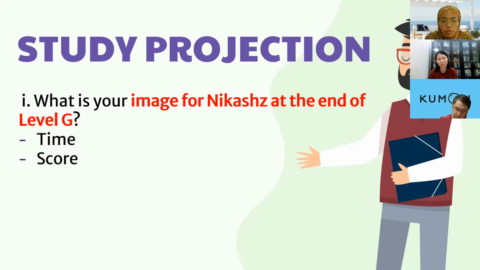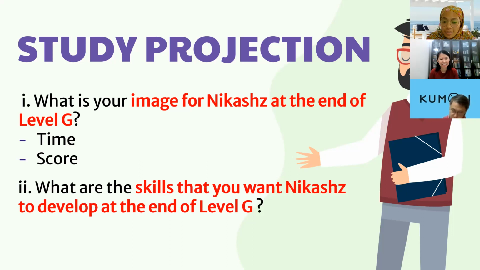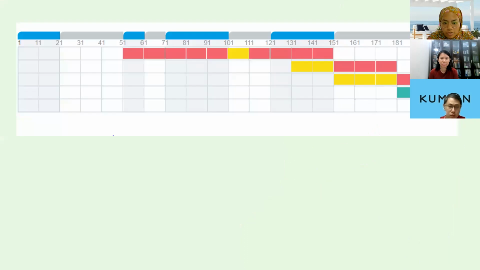Okay, then one more thing. How about the score? I don't remember. Okay, it's okay, then we can just do this one. My next question to you is, what are the skills that you want Nikash to develop at the end of level G? So I think you already mentioned the academic and the study attitude. Okay, so let's go to the next one.